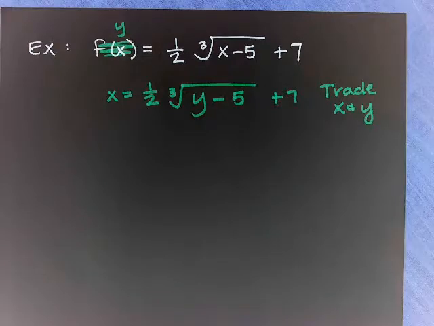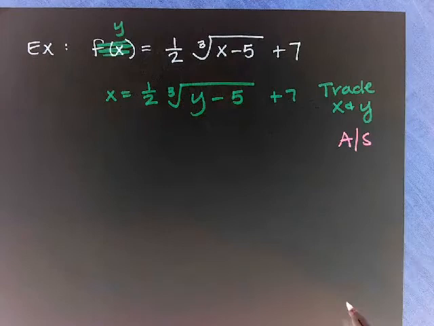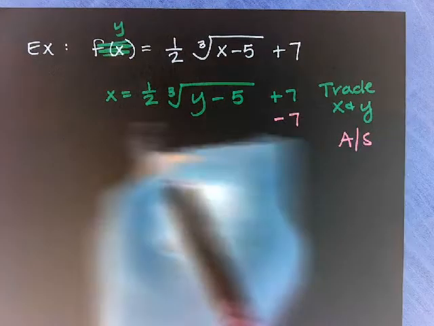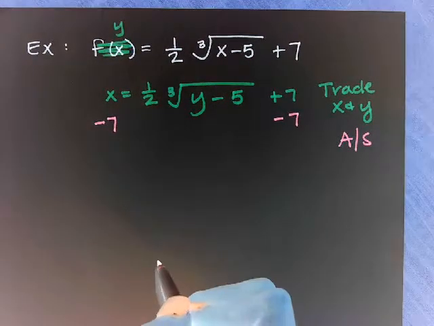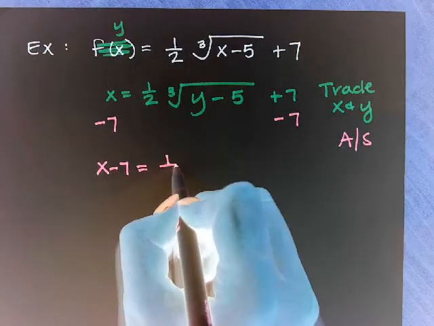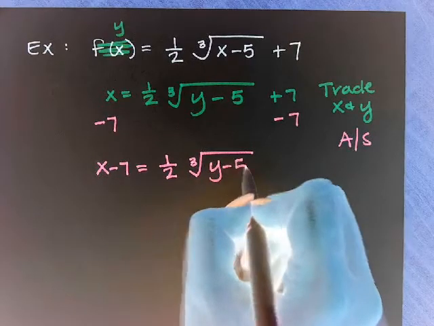Subtract 7. So we do PEMDAS backwards, and the very last thing that happens in PEMDAS is add or subtract. So for us, that's the very first thing we're going to do. And we're going to minus 7 minus 7. So I have x minus 7 equals 1/2 times the third root of y minus 5.